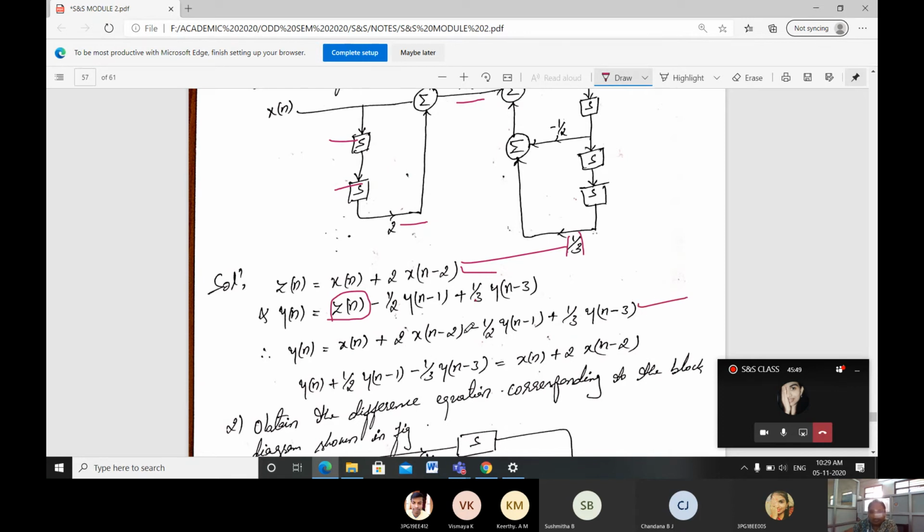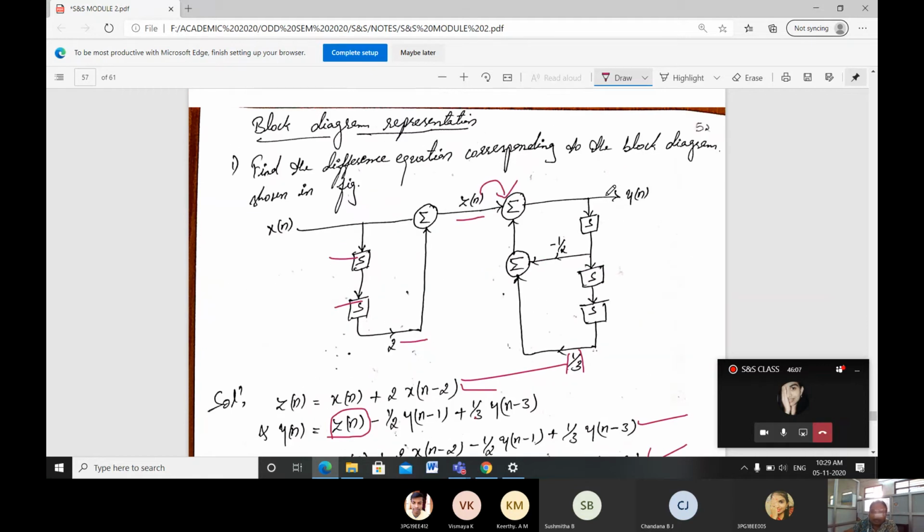Then what you have to do? Separate the y terms and x terms. Therefore, you will be getting the equation as y of n plus 1 by 2 y of n minus 1 minus 1 by 3 y of n minus 3 is equal to x of n plus 2 x of n minus 2. This is how you have to do it. What do we call this form? This is direct form 1.